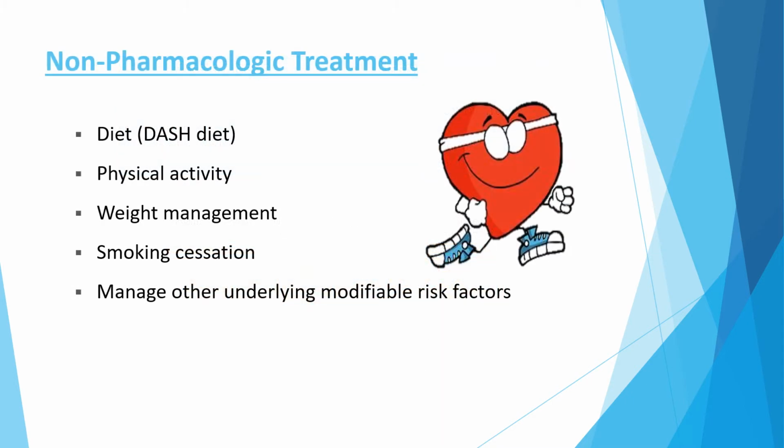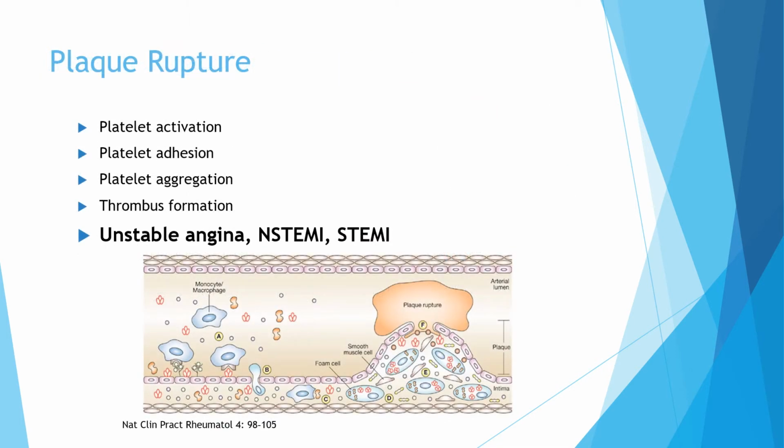So to prevent something like that happening, we first look at non-pharmacological treatment options, so diet, physical activity, a lot of the things that we see in regards to any type of heart-healthy lifestyle. So if that plaque does progress and then rupture, the first thing that comes in are platelets, and then after that the clotting cascade comes into effect, and eventually the entire artery becomes blocked off and we have an acute coronary syndrome.